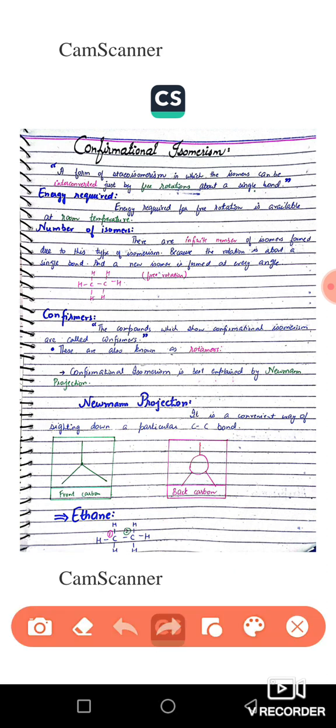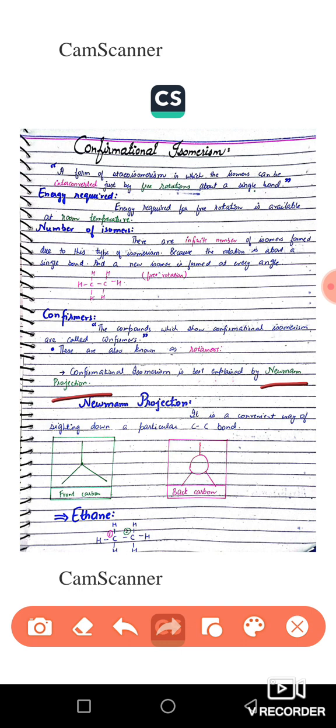Conformational analysis is explained by the Newman projection. Now we are going to discuss what this Newman projection is. The Newman projection is just a convenient way of looking down a particular C-C bond. It is an easy way to present the carbon-carbon bond.